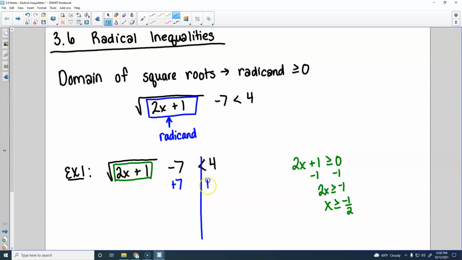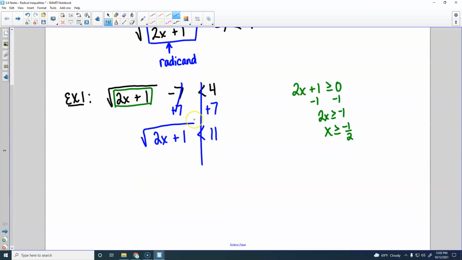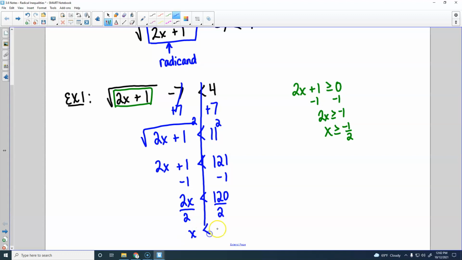So you could add that 7. So you would get the square root of 2x plus 1 is less than 11. Then we would need to square both sides. So we would get 2x plus 1 is less than 121. Now we need to subtract that 1. So 2x is less than 120. Divide by 2. X is less than 60.